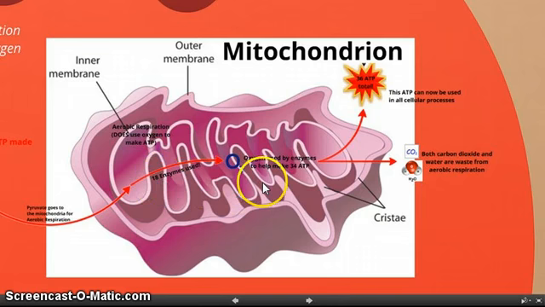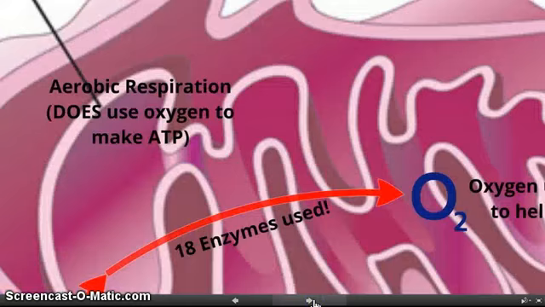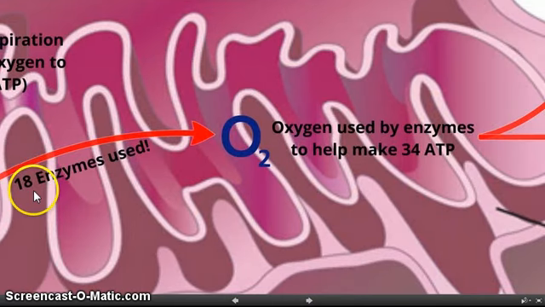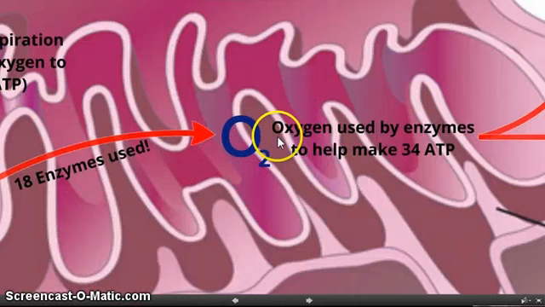And here, this is where a lot of the stuff happens. We've already been over this: aerobic respiration does use oxygen to make ATP. 18 enzymes are used during aerobic respiration in the mitochondria to help speed up this chemical reaction. Our oxygen is used by enzymes to make 34 ATP. So we have a lot more ATP being made here because oxygen is present.